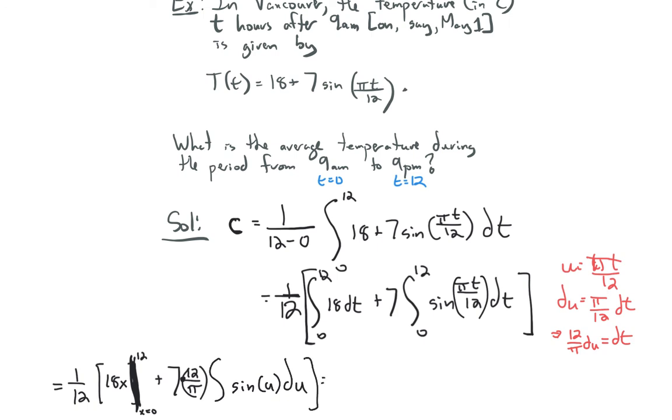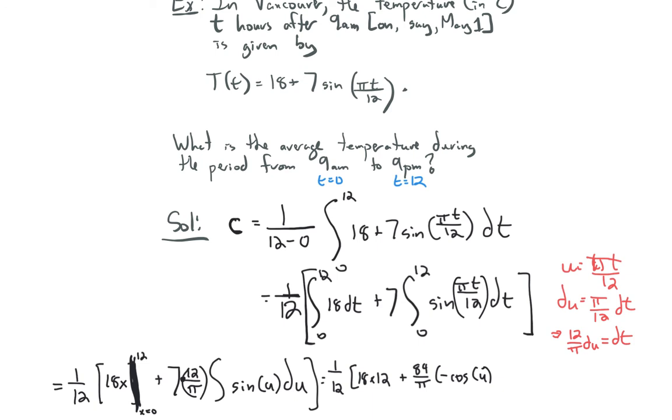And that's going to be 1/12 times, well, 18 times 0 is 0, so it's just 18 times 12. I'll just write it as 18 times 12 for now. We can calculate that in a little bit. Plus 84 over pi times this integral, which is going to be negative cosine of u. And that's right, I have to put in my bounds here, so let's figure out the bounds.